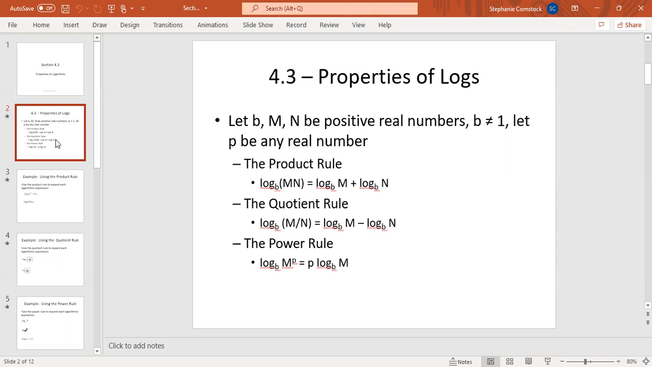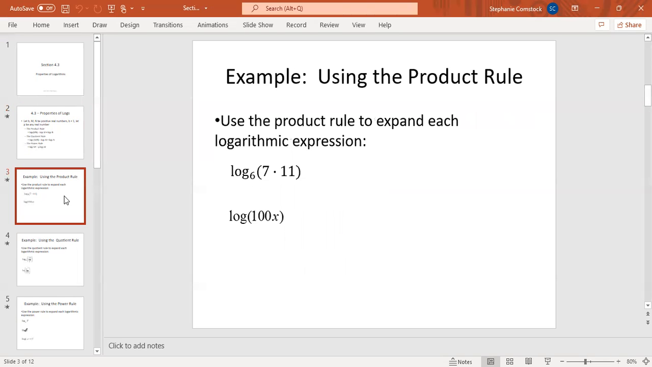So we're going to start with the product rule. What the product rule says is, if I have log base B of M times N, then I can separate that into log base B of the first thing plus log base B of the second thing. Okay, so we're going to take a look at a couple of examples here, and we're going to talk about how to expand them.